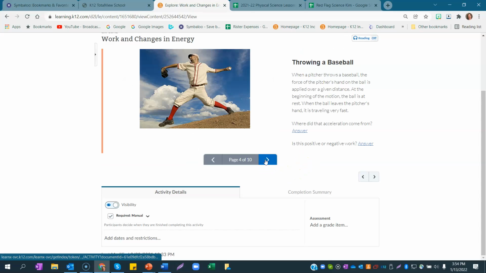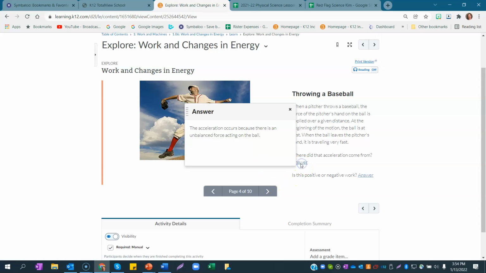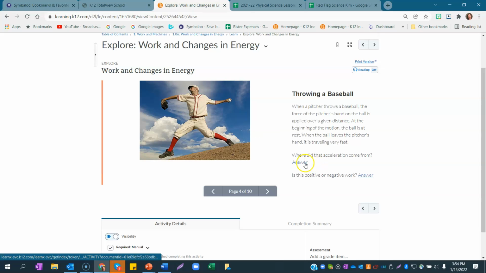All right, so going on, throwing a baseball. When a pitcher throws a baseball, the force of the pitcher's hand on the ball is applied over a given distance. At the beginning of the motion, the ball is at rest. When the ball leaves the pitcher's hand, it is traveling very fast. Where did that acceleration come from? The acceleration occurs because there's an unbalanced force acting on the ball, and that's the hand pushing the ball, right?